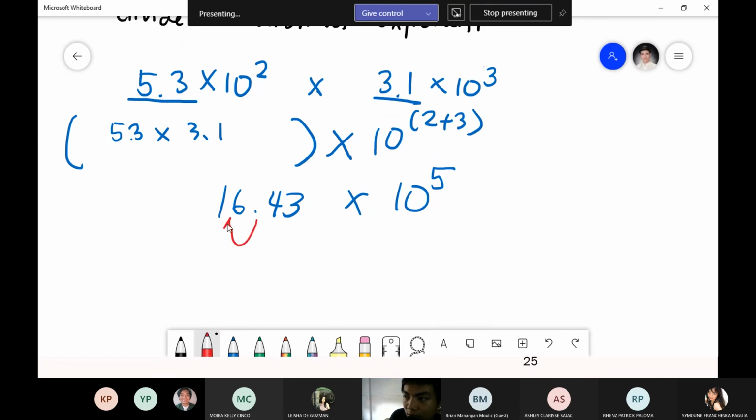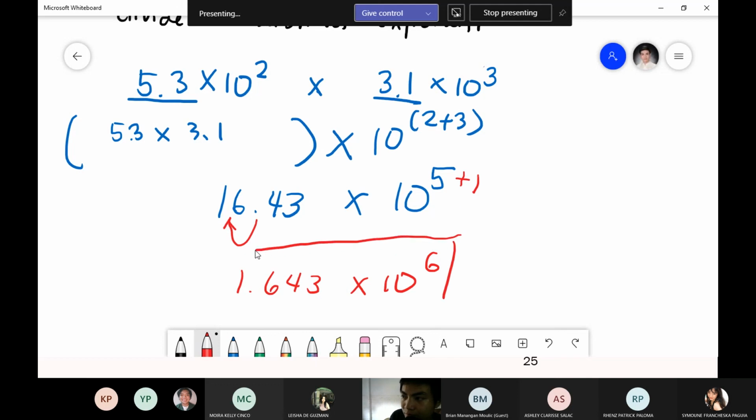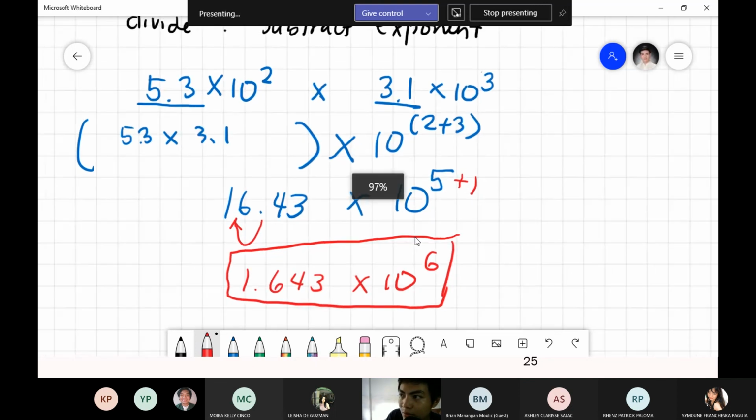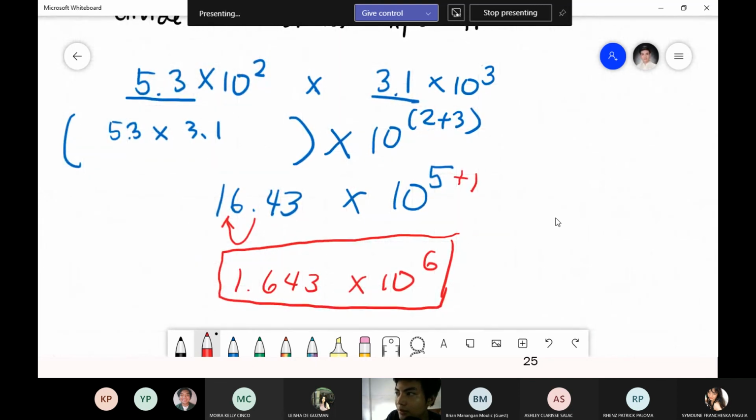Yet, hindi pa yan tapos kasi again, I have to express the correct way of writing scientific notation. So, urong mo uli yan until you get 1.643 times 10 raised to 6. Bakit siya naging 6? Kasi I move the decimal point to the left, and again, every time you move it to the left, plus 1 doon. So that's our answer. Okay. So that's how you multiply.